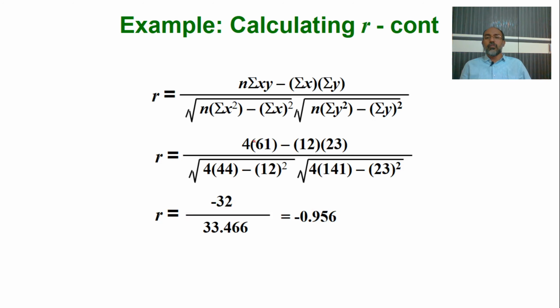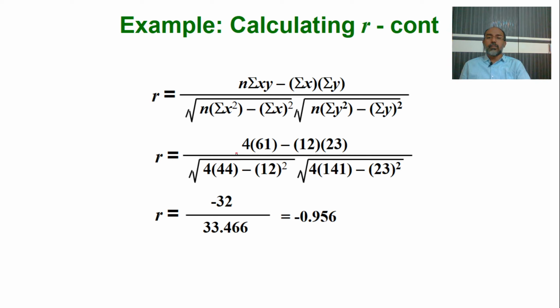Okay, so we substitute all these values. Sigma xy you got 61, 12 into 23. N is the number of sets. So how many values are there? N is equal to 4. So 4 into 44 minus 12 whole square, and 4 into 141 minus 23 whole square.